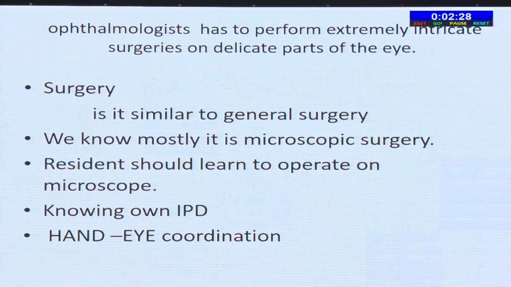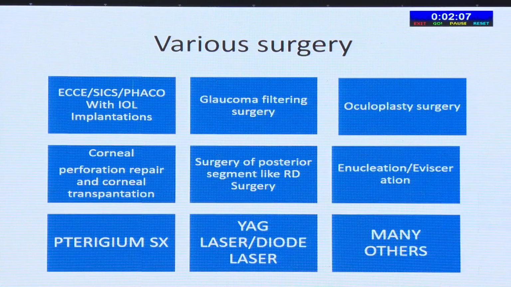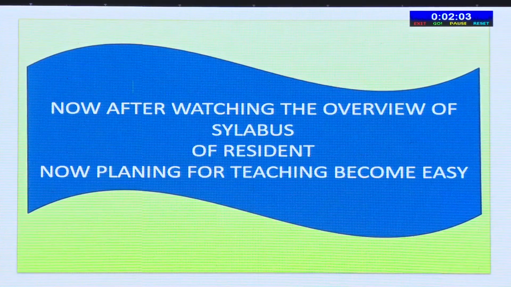An ophthalmologist has to perform extremely intricate surgery on delicate parts of the eye. It is not similar to general surgery. We know it is mostly microscopic surgery, and residents should learn to operate on the microscope, knowing their own IPDs, and should learn hand-eye coordination. And these are the various surgeries on which a resident should perform.